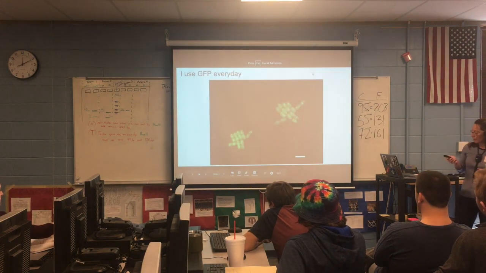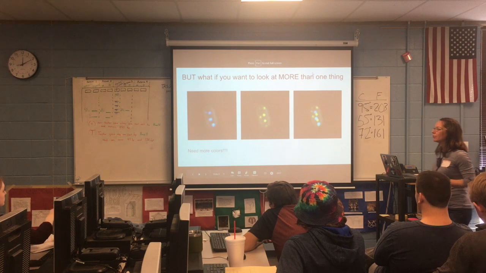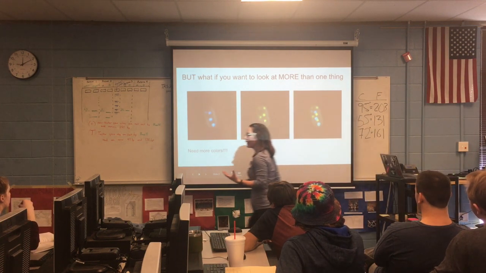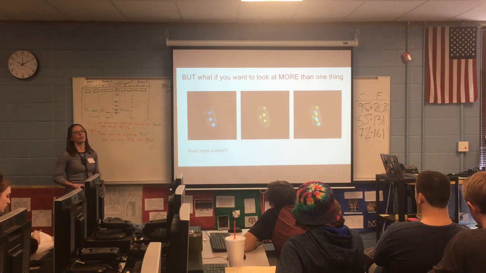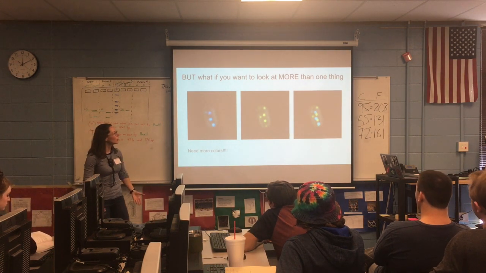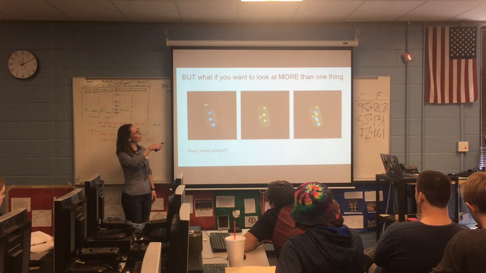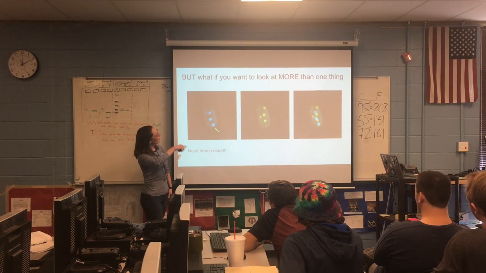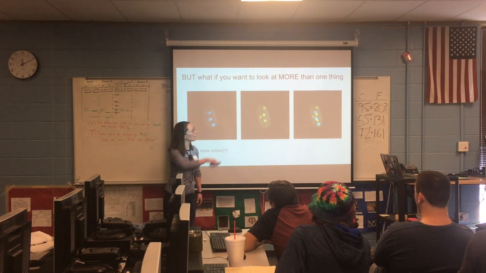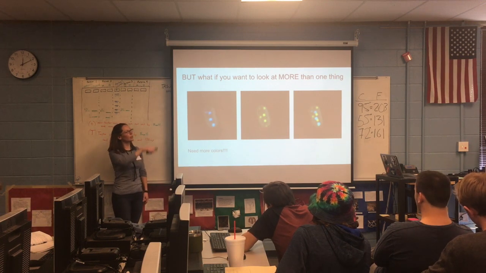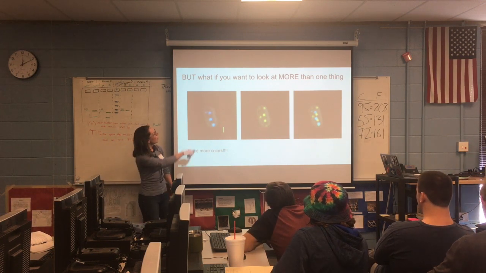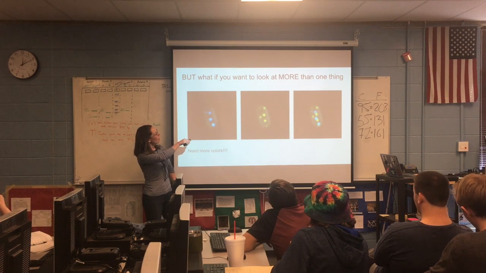So we talked about GFP. But sometimes you might want to look at more than one thing in a cell, right? There's not just mitochondria in a cell. There's mitochondria, there's endoplasmic reticulum, there's a nucleus. This is another example from my work. So these white outlines, this is a single bacterial cell. And what you can see is that I have two different types of structures here. I'm not going to tell you what they are. But they are different.